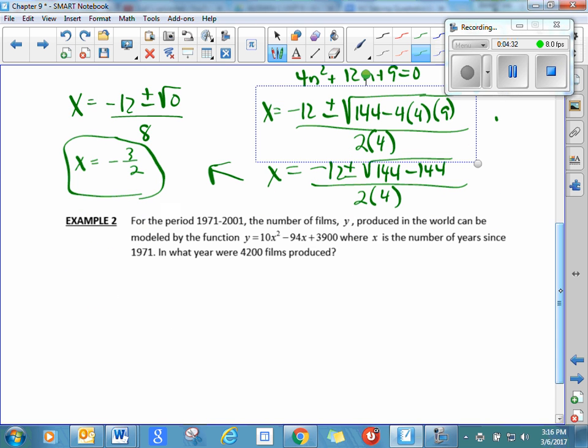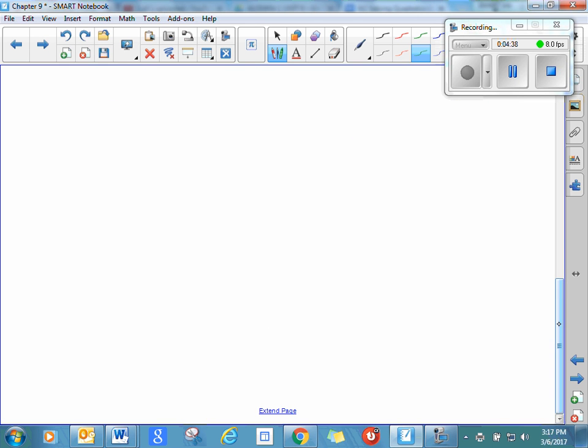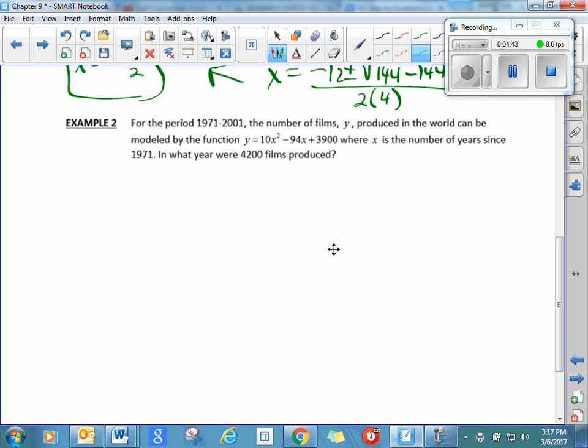I want to go down here and work this word problem with you, and you are going to need a calculator for this. You can use your fancy calculator, and if you can figure out how to enter the whole thing, then it can do all the work for you. I kind of did it piecemeal. So basically, it's giving you a function. In this period, the number of films produced in the world can be modeled by this function, where X is the number of years since 1971. So, in what year were 4,200 films produced?